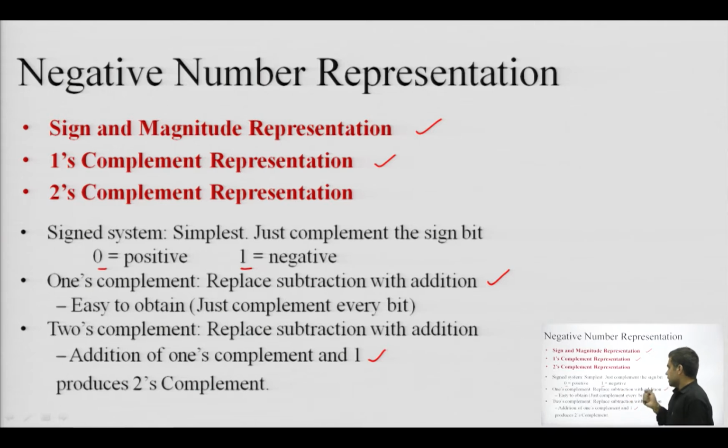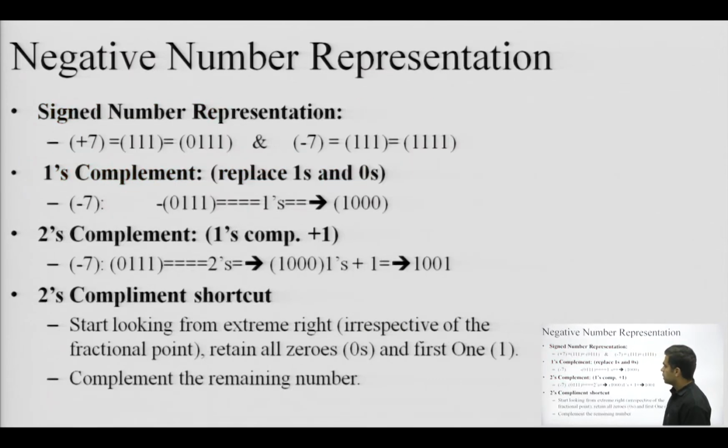But the thing is that the addition of this 1 is at the extreme right position of the number, irrespective of the fractional point. Okay. We will be taking these 3 things into consideration in the next slide by taking an example. So, let us come to the examples. So, I am taking a number 7. This 7 is represented in binary as 111.